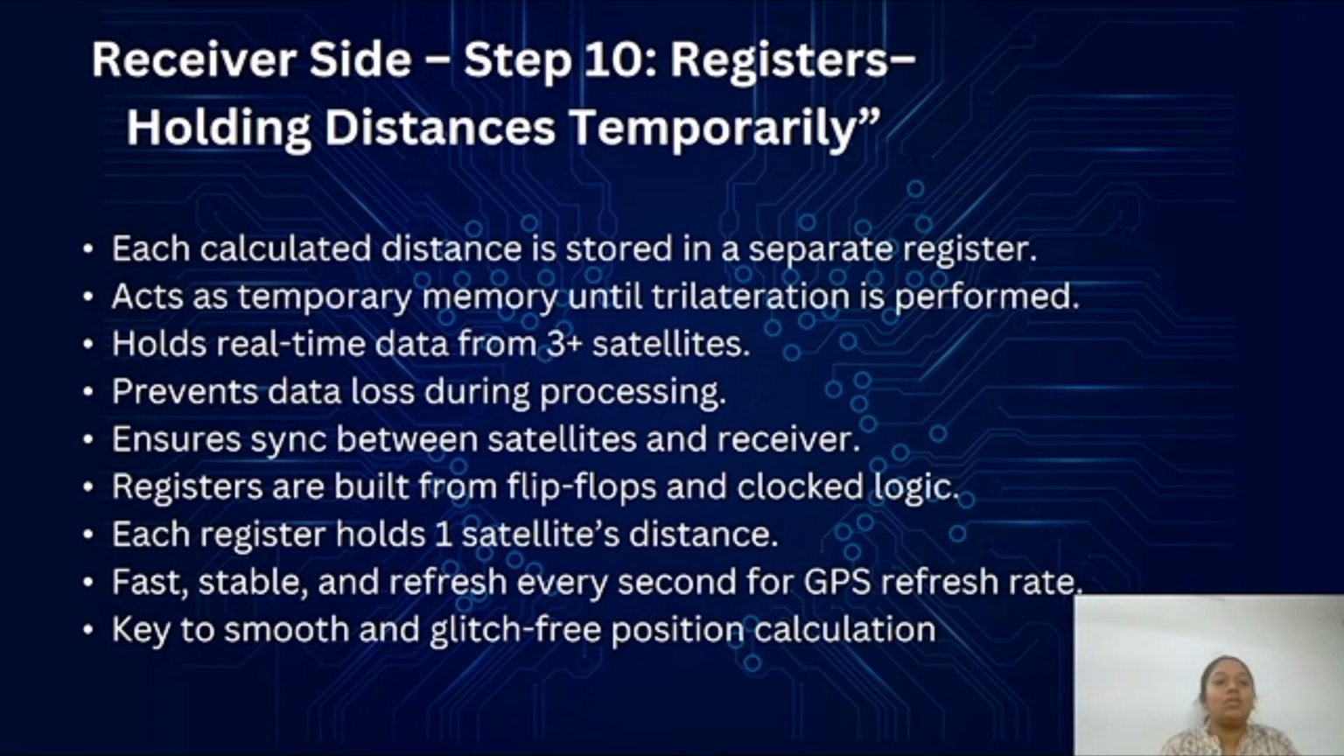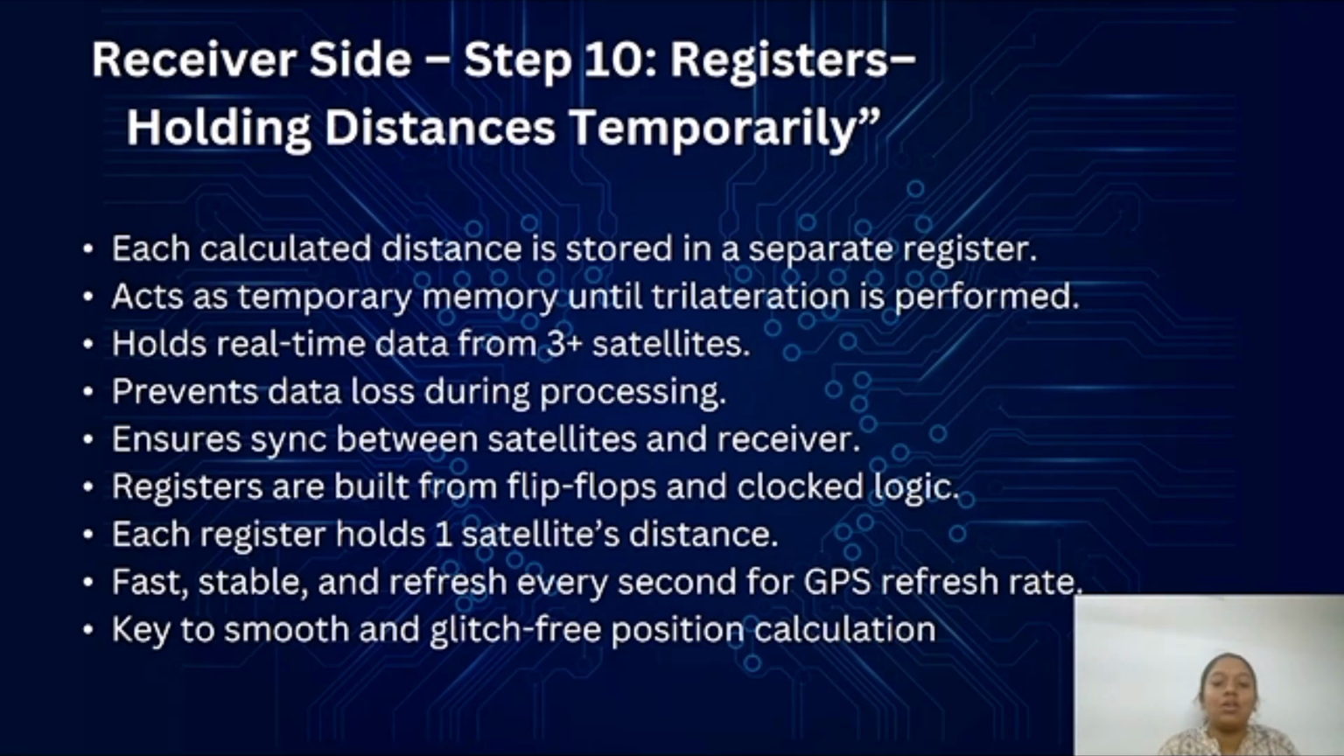So now next is step 10 from the receiver side, a register that holds the distance temporarily. Now that the distance to each satellite is calculated using the subtractor and multiplier, we need to store all these distances so that the next calculation can proceed smoothly and easily. For this we use registers. Registers are a kind of fast clock-based storage that temporarily holds the distance of each satellite.